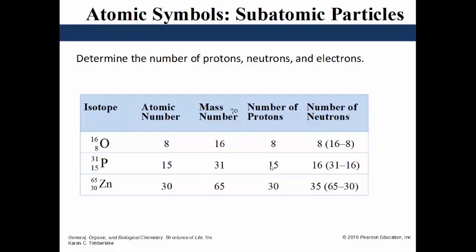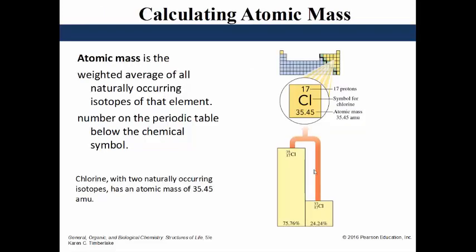So 15 protons and electrons, even though it's not listed on the table here. The mass is 31. So 31 minus that 15 will give you 16 neutrons. Sometimes there's only a very small number difference, 1 to 2. Sometimes there's a very big difference between neutrons and the other particles. All right, ways to calculate atomic mass.